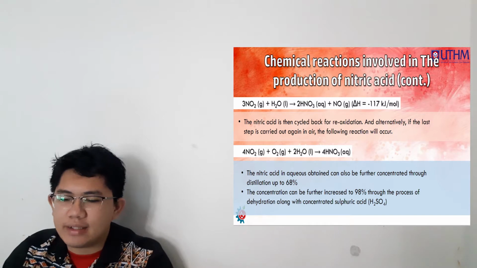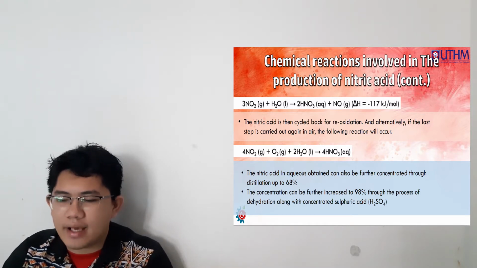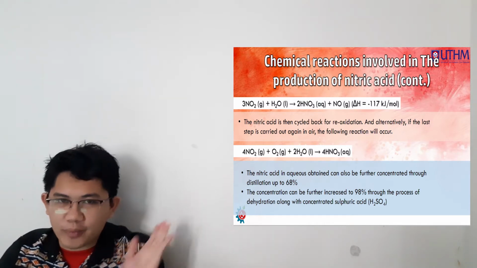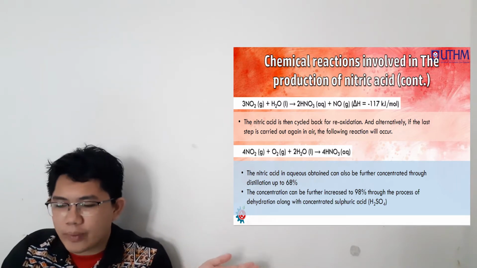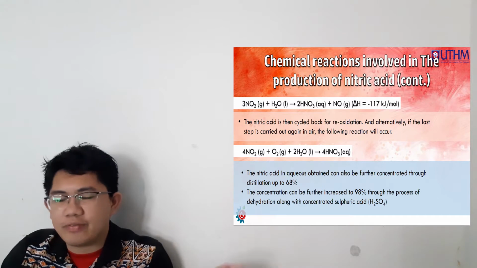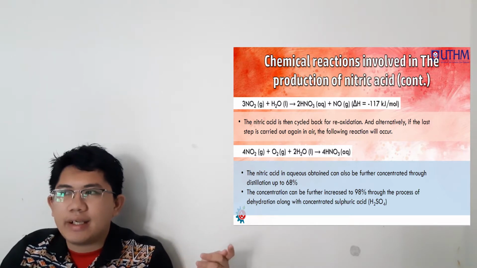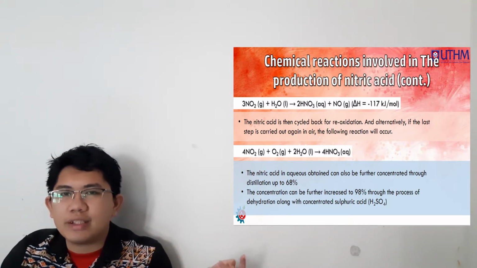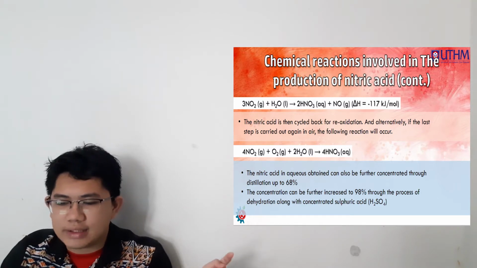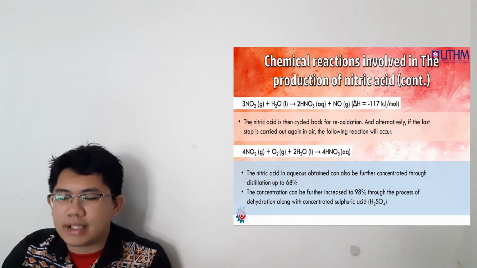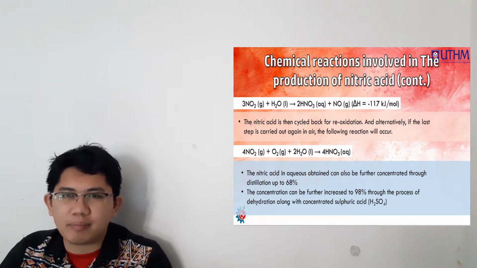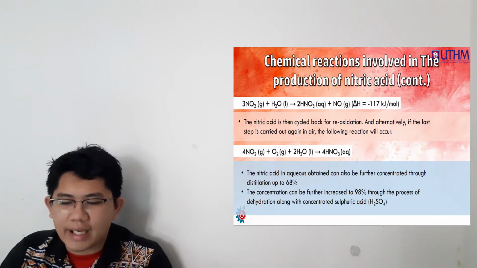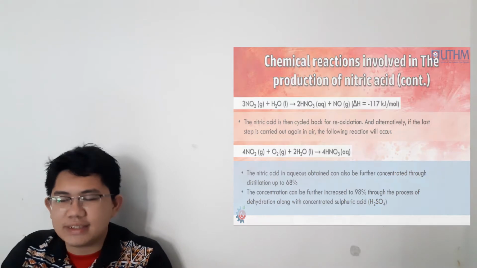And alternatively, if the last step is carried out in air, the following reaction will occur, which is the one shown here. The nitric acid produced will always be in aqueous form, and its purity can be further increased by the process of distillation up to 68%, and the concentration can be furthered up to 98% in the process called dehydration along with concentrated sulfuric acid. And that is all from me.